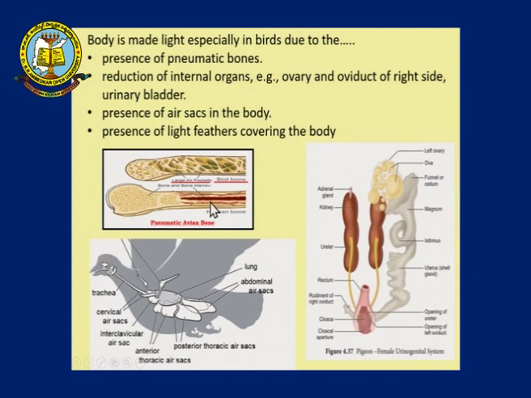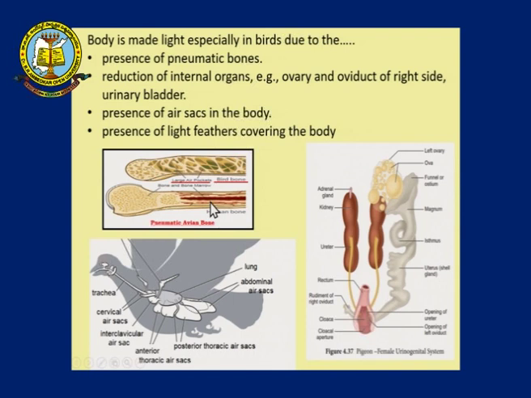And the reduction of the internal organs is also very important. Here the ovary and the oviduct are found only on the right side. Even the urinary bladder is very small, so that it does not store much of the urine, and time and again it is better to throw them out rather than carrying them and flying them in the sky. So, the reduction of internal organs is also important. As you can see over here, there are ovary and oviducts only on the right side of these birds.